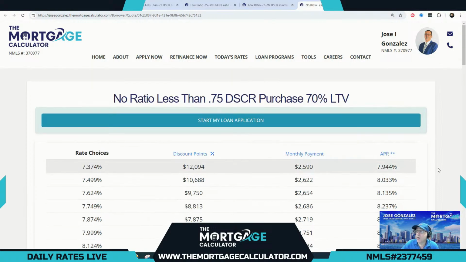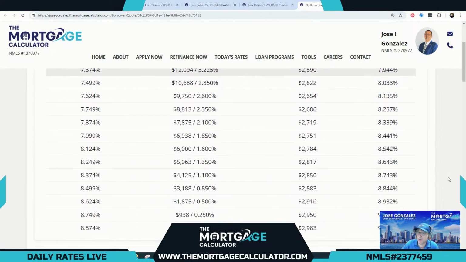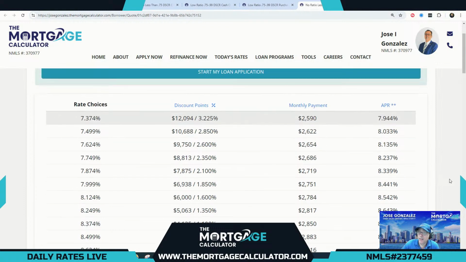So now for our no ratio option, this is where the debt service coverage ratio is less than 0.75. Our maximum LTV on this option is 70%, so minimum down payment is 30%. This one theoretically can have a debt service coverage ratio of 0, 8.874%, lowest cost option at par. And you can buy that down all the way to 7.374 at a cost of 3.225 points.